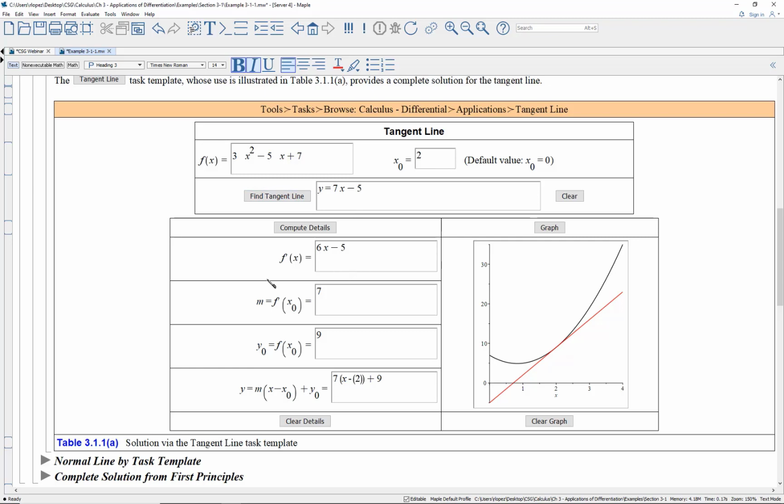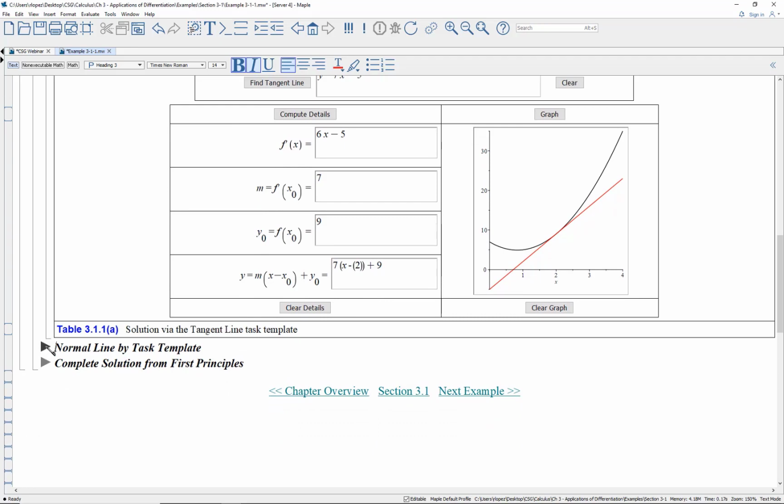You want some of the details. You click this button and you get here the derivative. Here is the value of the derivative at x0, which is 2. This is the y coordinate when x is 2, and here is the point slope form of the straight line, which is the tangent line. So here is your tangent line. Here's a picture, curve plus tangent line.